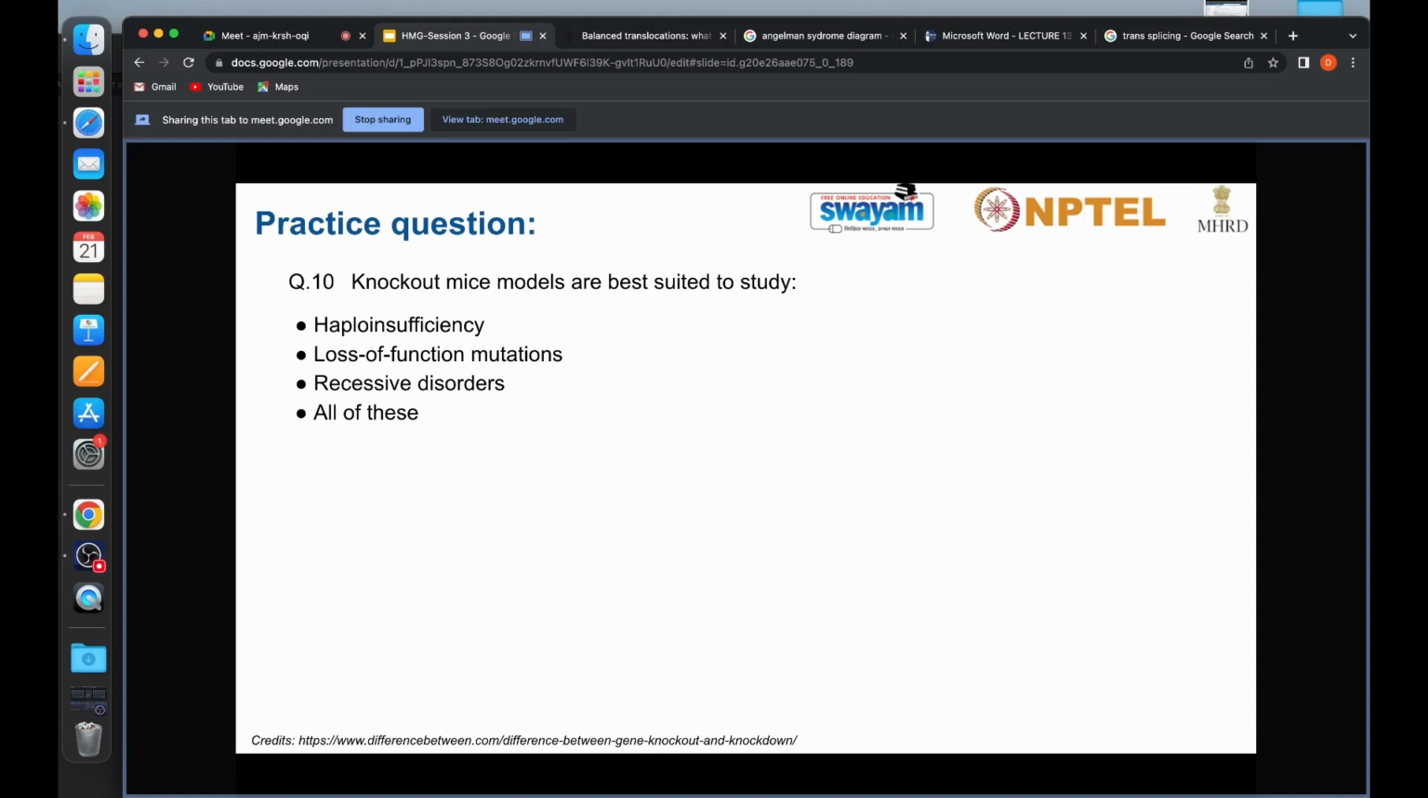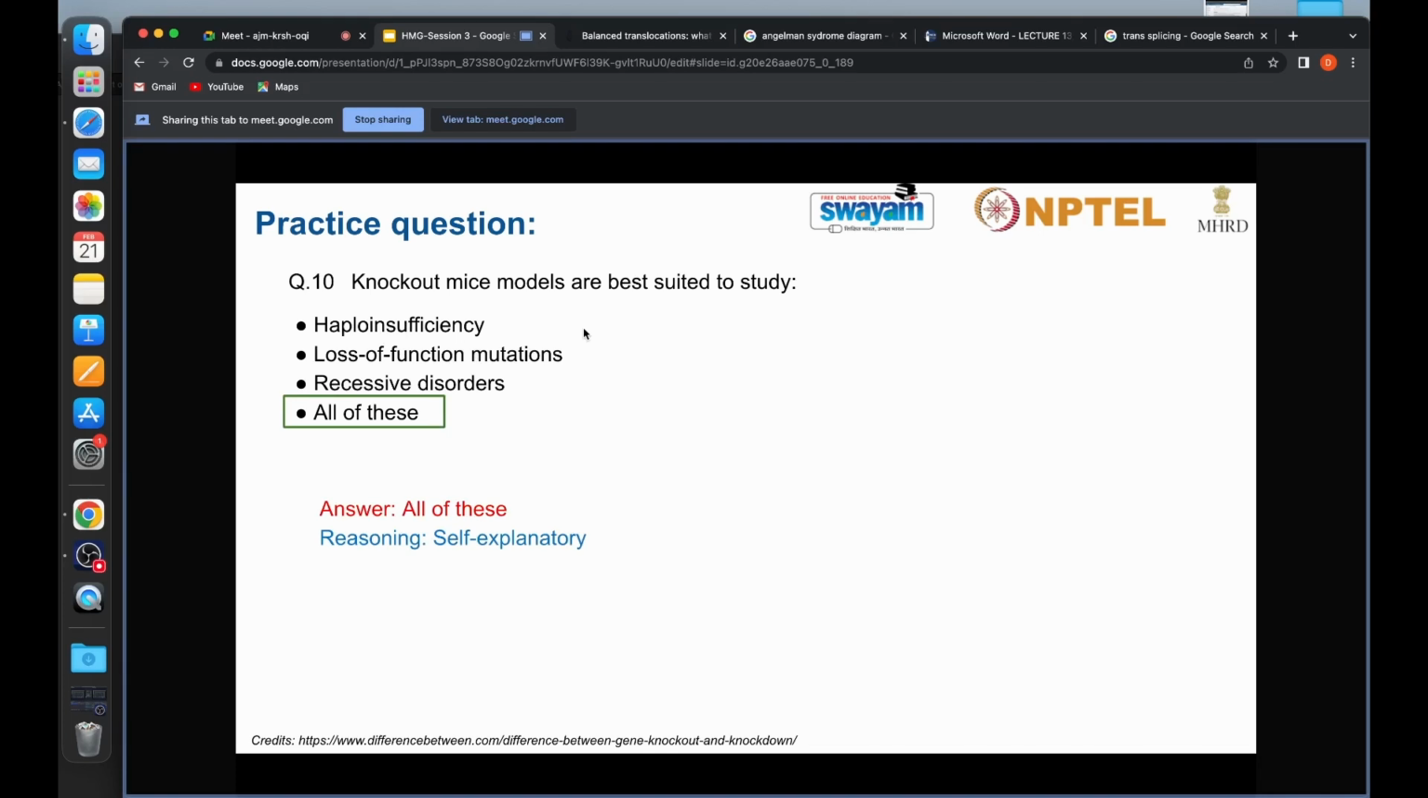We use these mice models because they help us replicate the same situations in the mouse as can be observed in humans. We cannot use humans because it is very difficult to observe, it could be harmful, we could not easily handle human individuals, and nobody would allow us to do that. But in mice, people perform experiments, and the expression is almost similar in mouse as observed in humans. So we can perform different things. The correct answer was all of these, because we can study haploinsufficiency.